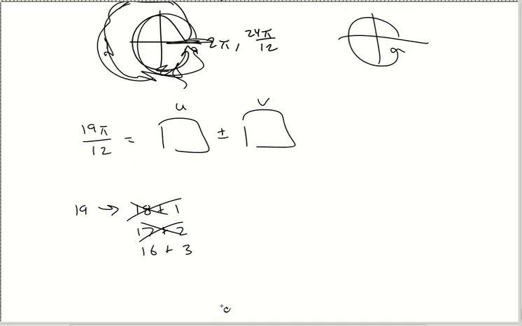16 plus 3, that might work. Notice that I'm just trying numbers here. I don't know what's going to work. But these might simplify because, remember, everything's divided by 12, and I think they might cancel and simplify some.